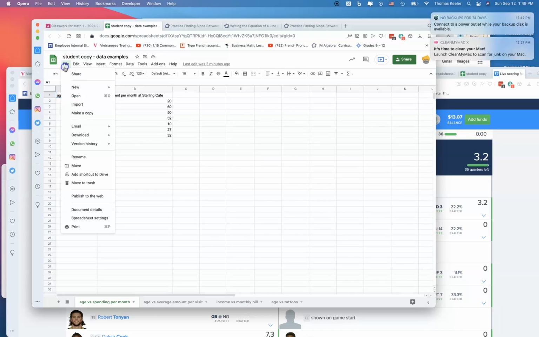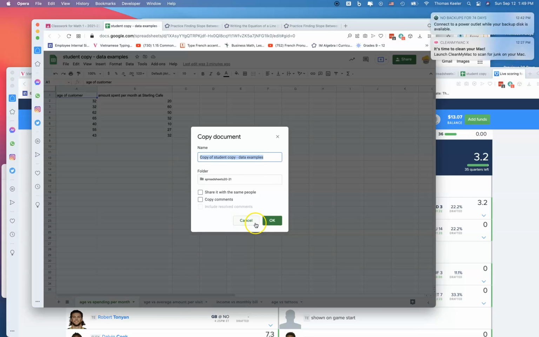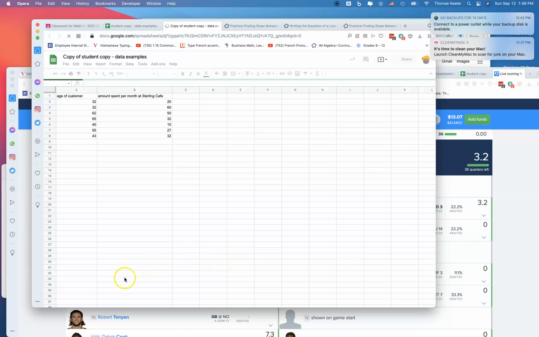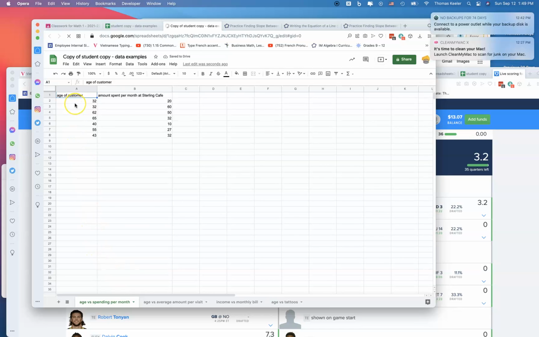I'm going to make my own copy here, and I'll show you what I'd like you to do. So we have several relationships, and those are shown in these. I'm going to look at the relationship for the Sterling Cafe between the age of the customer and the amount spent per month at the cafe. Okay. And so you're just curious, is there any relationship?